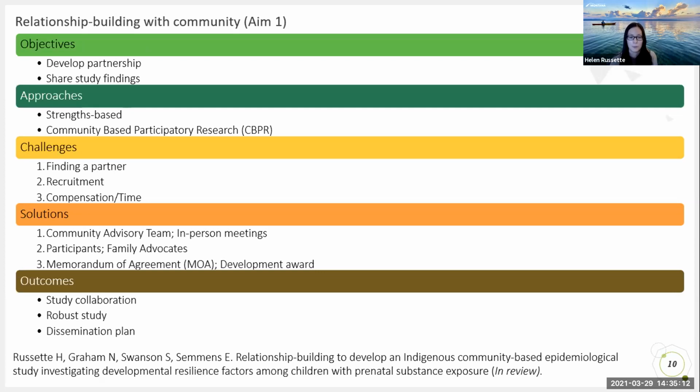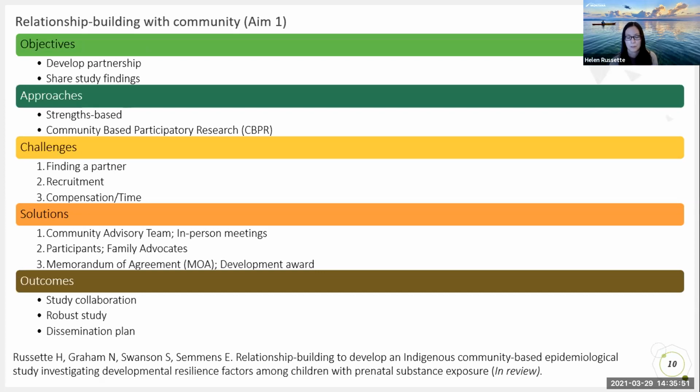And the last challenge was compensating our community partner and time. And so we were able to draft and finalize a memorandum of agreement between our university and the CSKT legal councils, which included compensation to our community partners so they could utilize those funds for services and programs. And in addition, we did secure a development award to do the relationship building activities described for AIM1. And the outcomes led to a successful study collaboration with our community partner.